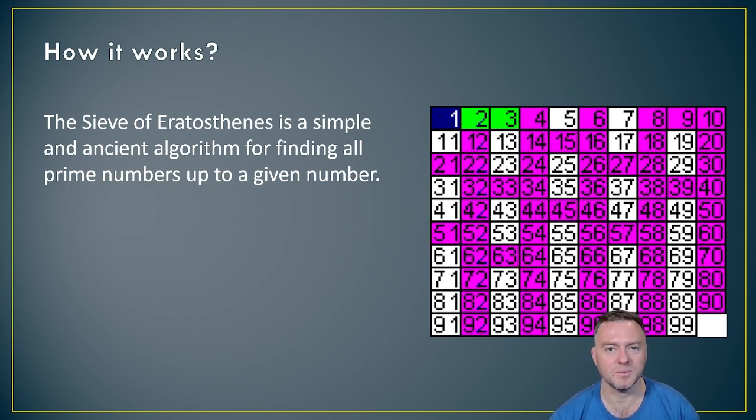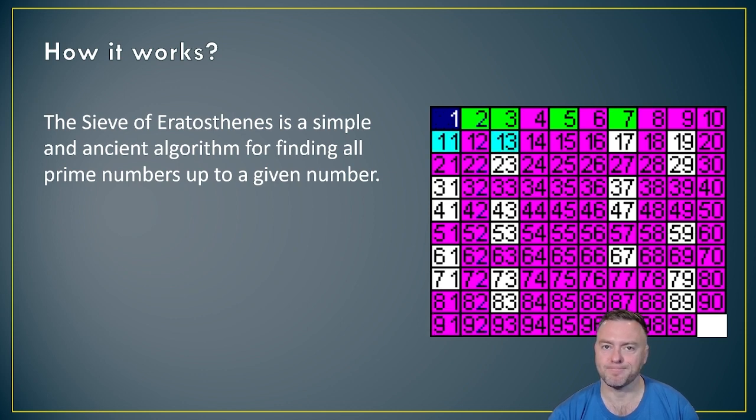And then once all the 3 times tables have been ripped out, you can block out all the 5 times tables. So 5, 25 would go, 35, 55, 65, 85, and 95. So that's all gone. Then we do the 7s, which would give you 49, and so on. And that's a pretty simple way of blocking them out.